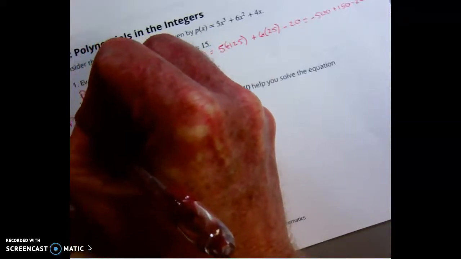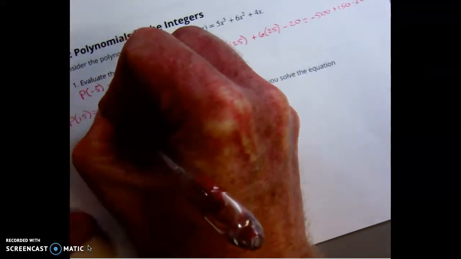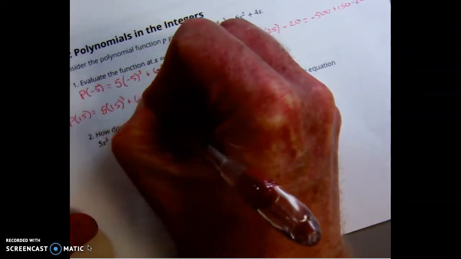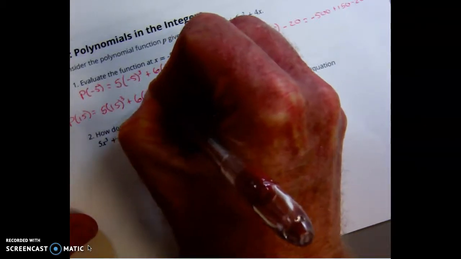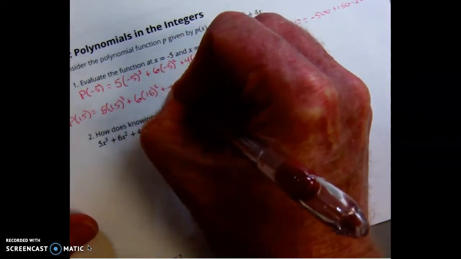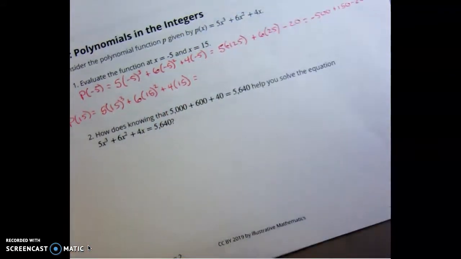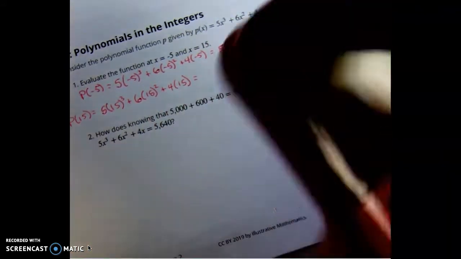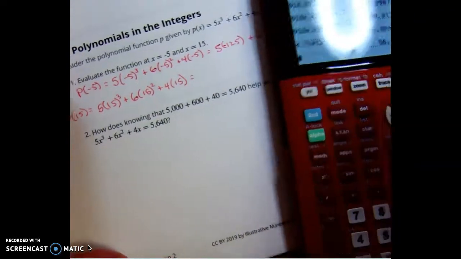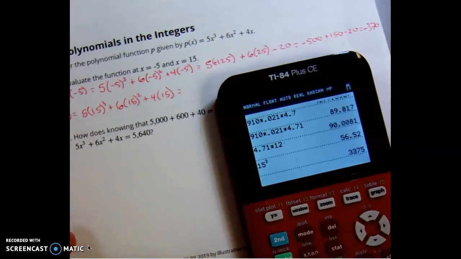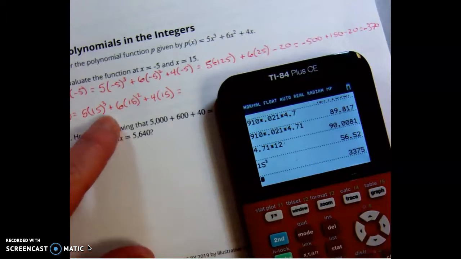Okay, I can do the same thing with 15. P of 15 is 5 times 15 to the third plus 6 times 15 to the second plus 4 times 15. I'm just plugging it in there. This time I'm going to need my calculator. Okay, so 15 to the third is 3,375. Now I'm going to go ahead and take that times 5.